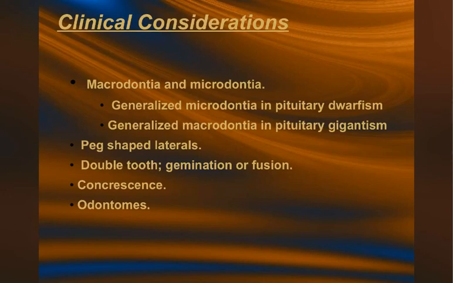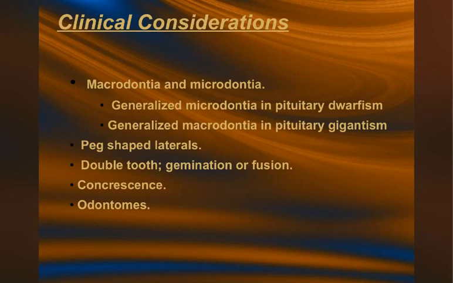And the opposite is generalized macrodontia in case of pituitary gigantism, where there is increase in secretion of the growth hormone from the pituitary gland during childhood. Peg-shaped lateral incisors are examples of localized microdontia, and also malformation of shape, because it has pointed incisal edge rather than a flat incisal edge.